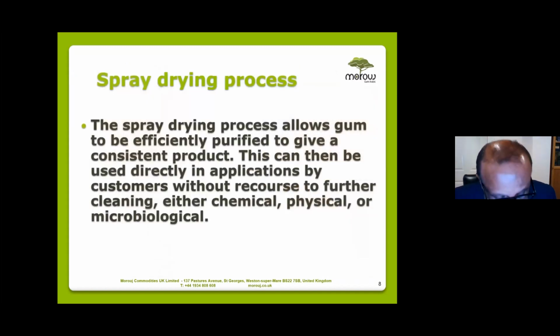The spray drying process helps to remove all the impurities from raw gum. So it purifies the gum and produces more than 99.9% pure gum, and also ensures the produced gum is free from pathogenic microorganisms and allows the customer to use it directly in their finished product without further cleaning. Most of the food and pharmaceutical industries use spray-dried gum Arabic in their finished products.